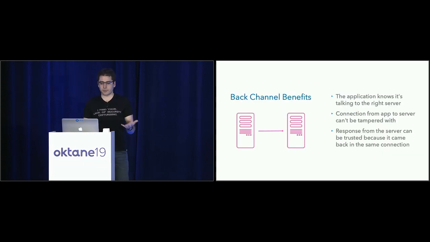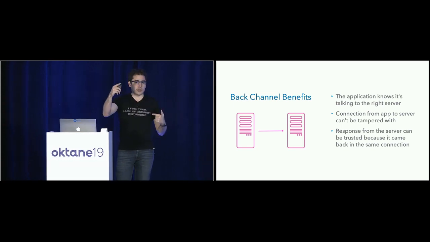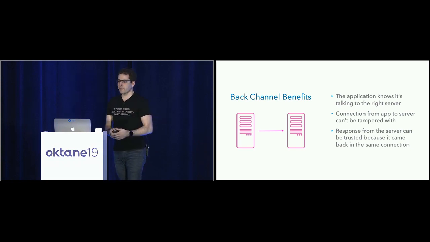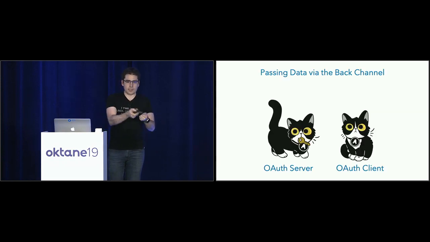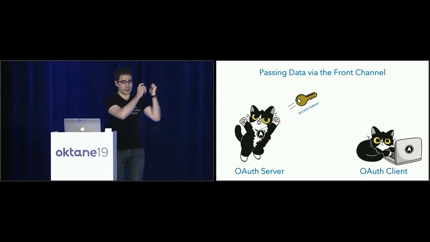So obviously there are a bunch of benefits to sending data over the back channel, right? The thing making the request knows what server it's talking to because it checked the SSL cert. That connection is secure, it can't be tampered with, and then the response that comes back is part of the same connection, so the thing getting data can already know it's trusted. So it's like very carefully handing, by hand, data from one to another. Whereas passing data over the front channel is like throwing it in the air and hoping they catch it.